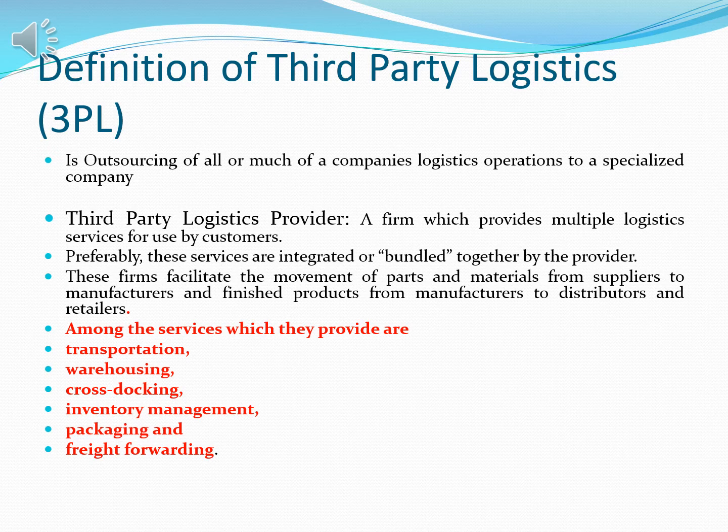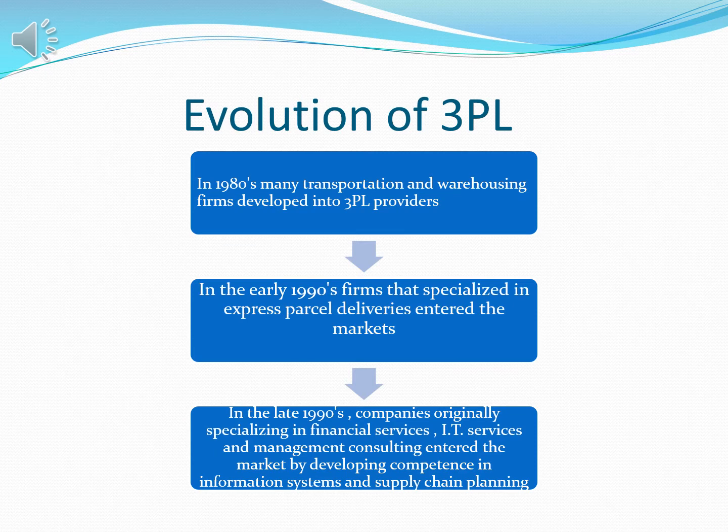Among the services they provide are transportation, warehousing, cross-docking, inventory management, packaging, and freight forwarding. These are a few of the services provided by third-party logistics providers. So we can outsource transportation, warehousing, loading, unloading, inventory management, packaging, sometimes called pick and pack, and freight forwarding. So logistics evolved from first party to second party and then third party. This is the evolution of third-party logistics.